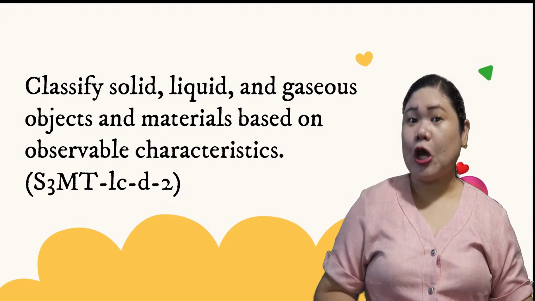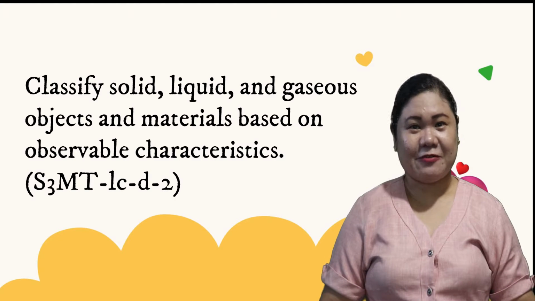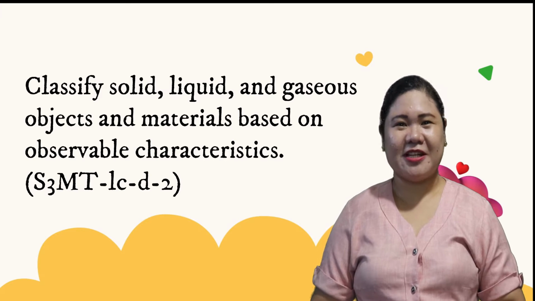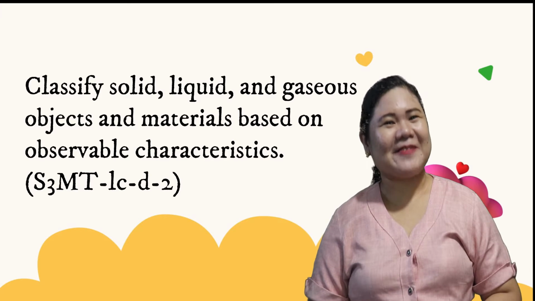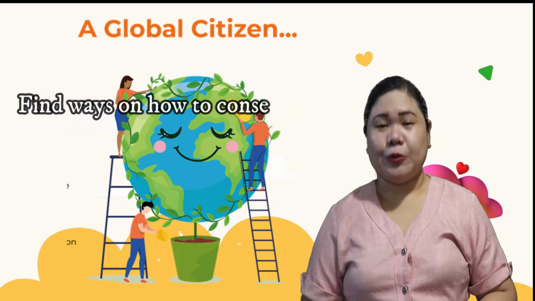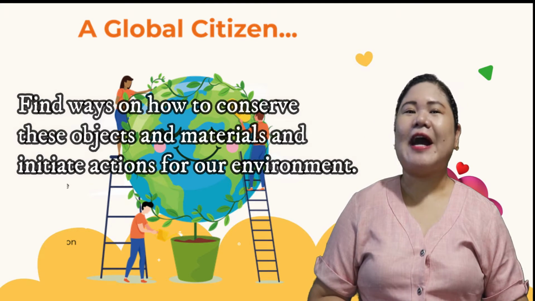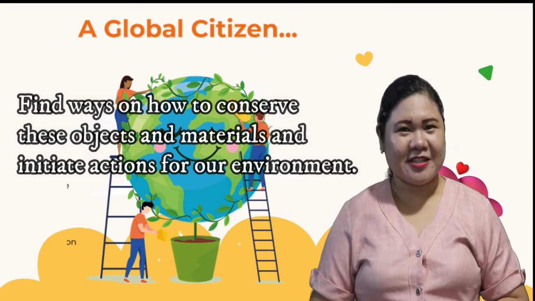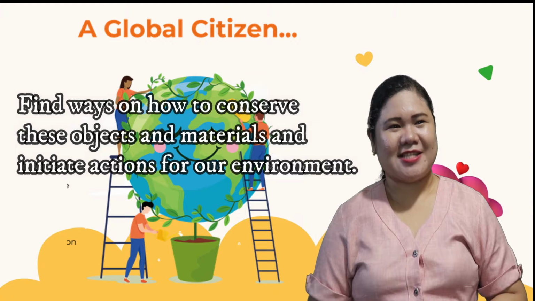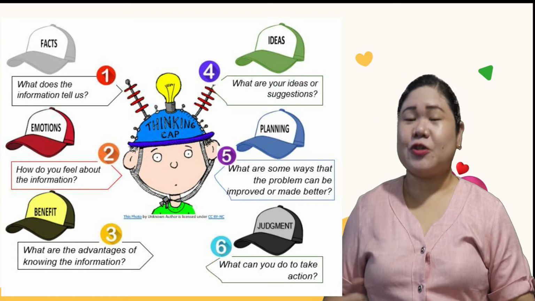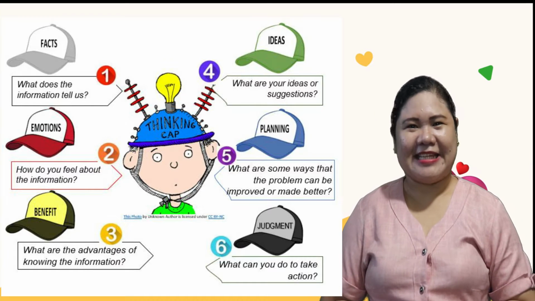In this module, you will learn how to classify solid, liquid, and gaseous objects and materials based on observable characteristics. As a global citizen, you will also be able to find ways on how to conserve these objects and materials and initiate actions for our environment. You can use the 6 thinking hats to guide you in understanding the lesson.